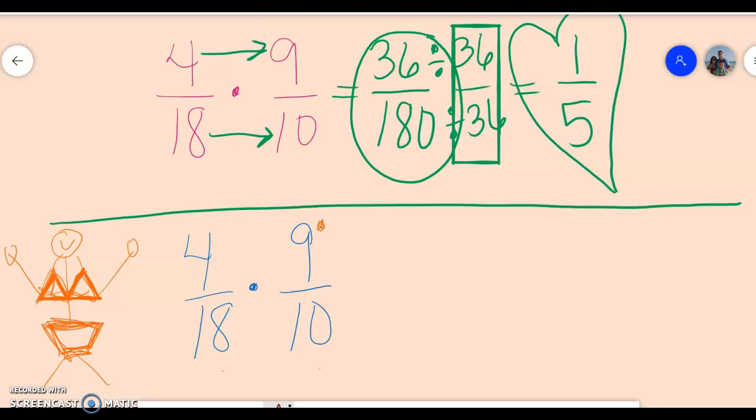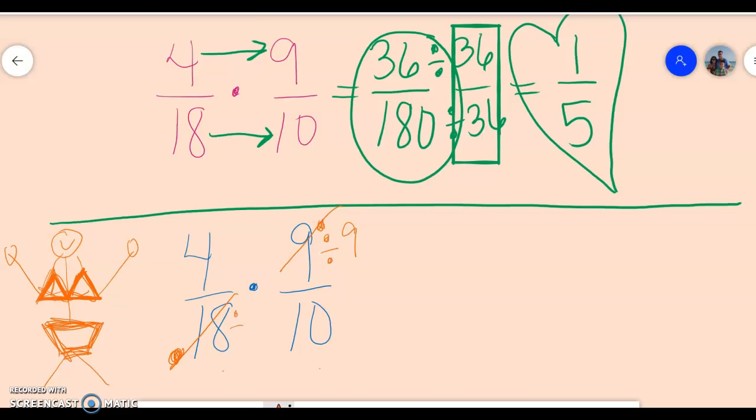So this 9 on top and this 18 on bottom are going to make what I call that bikini pair. And really what it is, it's a cross-simplify pair. And so I can take this 9 and this 18, and I can simplify them by dividing out the greatest common factor between 9 and 18. And that, friends, is 9.